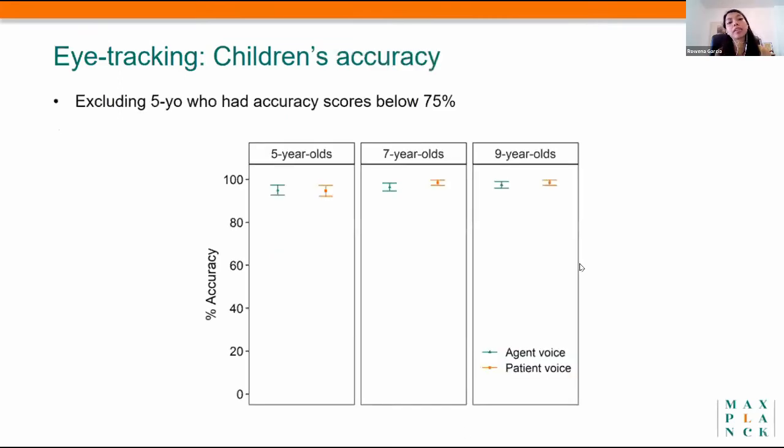Actually, for the eye tracking experiment, we excluded the few 5-year-olds who had accuracy scores below 75%. And this was just to ensure that the children knew the difference between the voice markers. We could discuss this result later as well. So let's take a look at the eye tracking here.